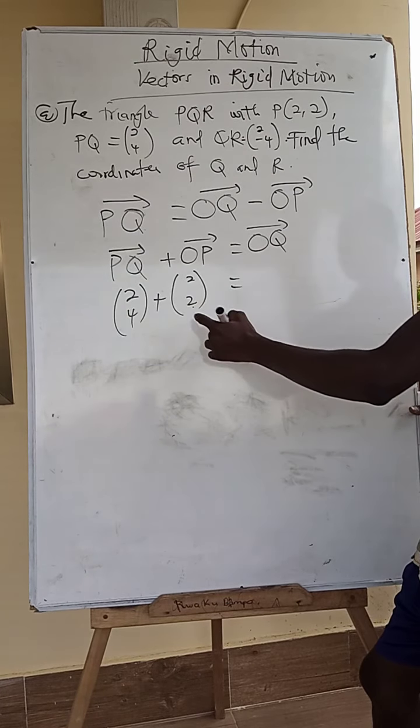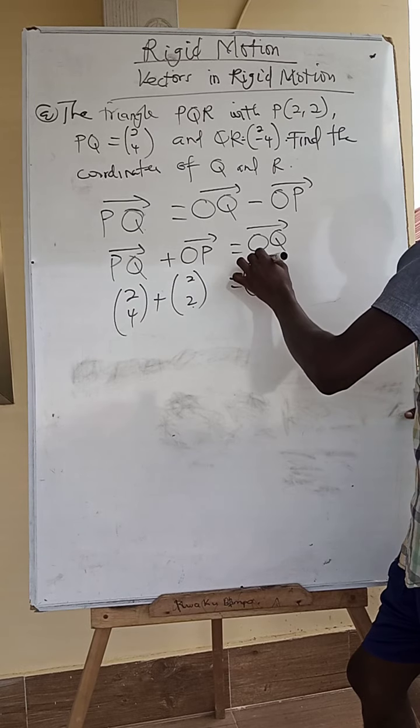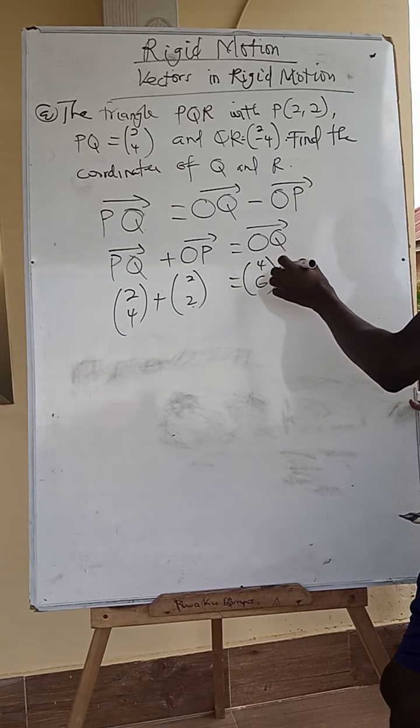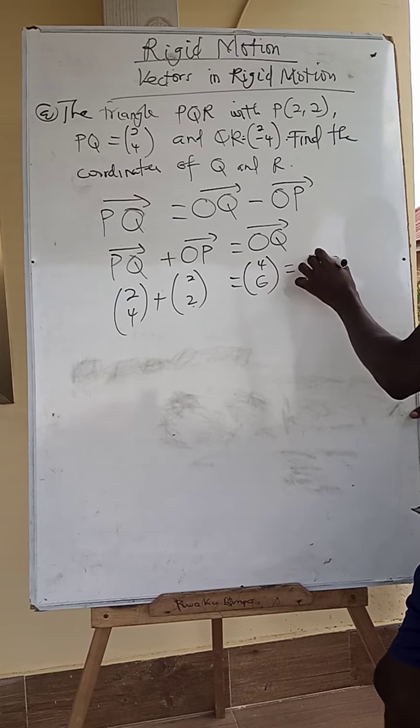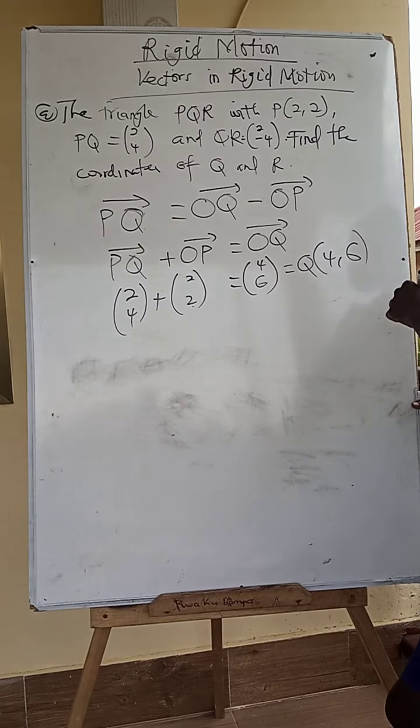This one is in coordinate form, and in vector form you just write them like this. So here we add the top: 2 plus 2 is 4, and 4 plus 2 is 6. So you can say Q is 4, 6. This is the coordinates of Q.